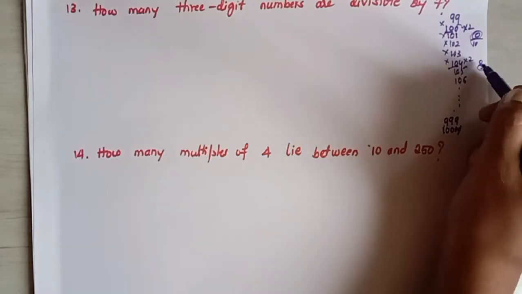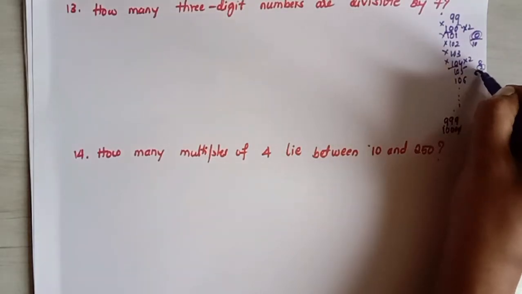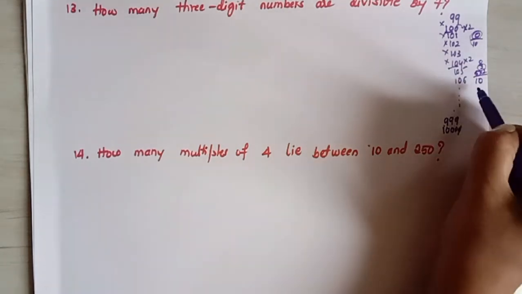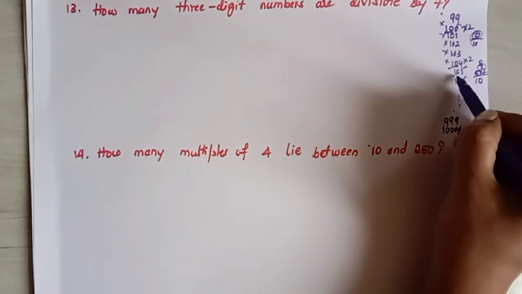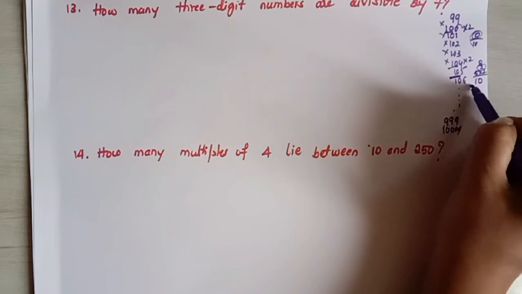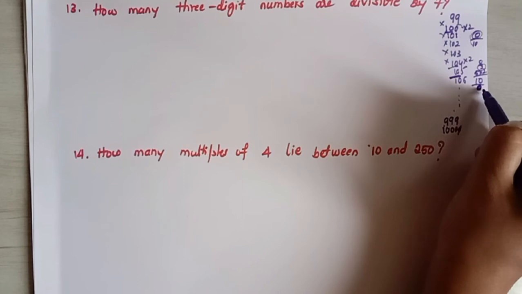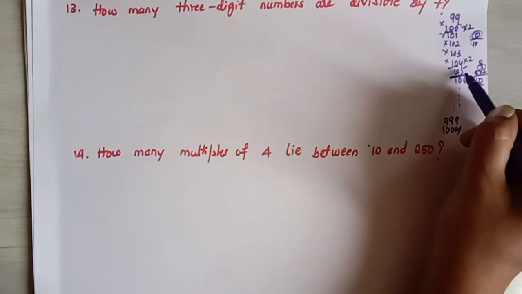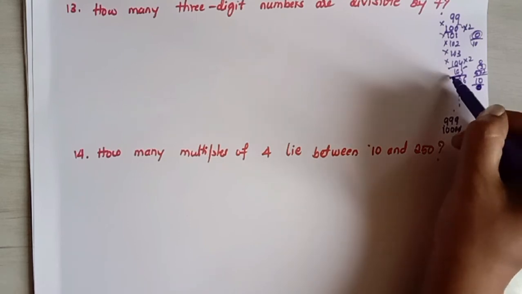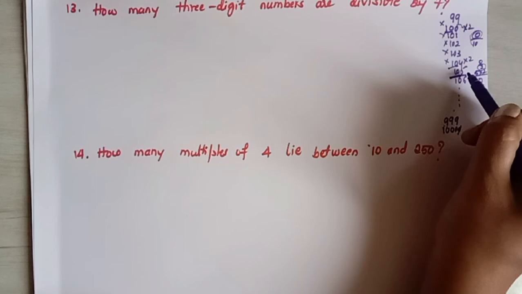So, let us check 105. 5 into 2 is 10. We have to subtract this 10 from the remaining 2 digits. That is 10 minus 10 is 0. If the answer is 0 or a multiple of 7, then we can say that the number is divisible by 7. So here, as we got 0, 105 is divisible by 7.